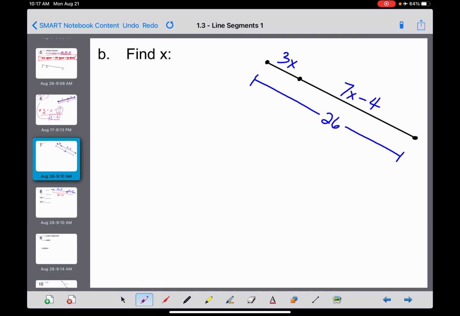So say it with me again, guys. The segment addition postulate, little segment plus little segment is equal to the big segment. Our first little segment is right here. It has a measure of 3x. And we add to that now the length of the second little segment right here, which is a binomial expression of 7x minus 4. So that's little segment plus little segment equals, and the entire figure here has a length of 26. All right, so that's the setup, guys.